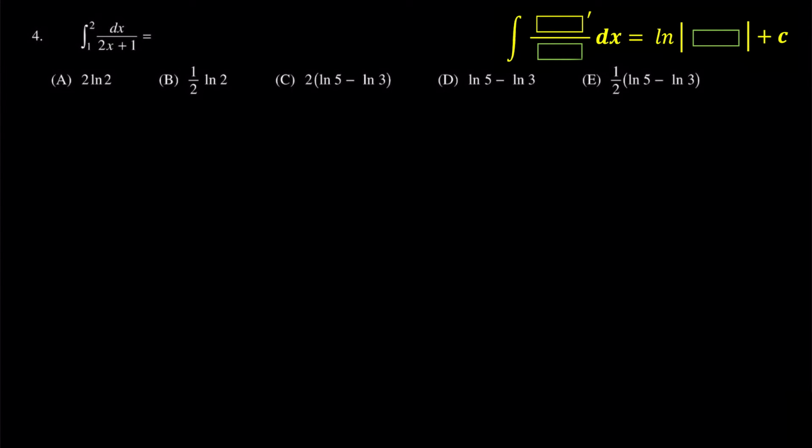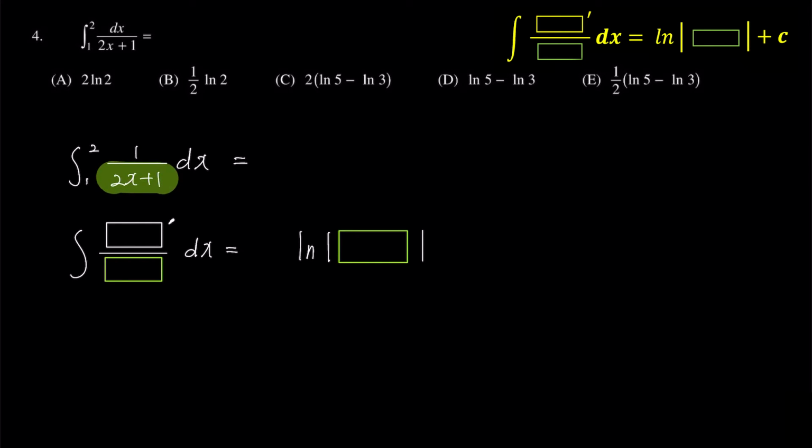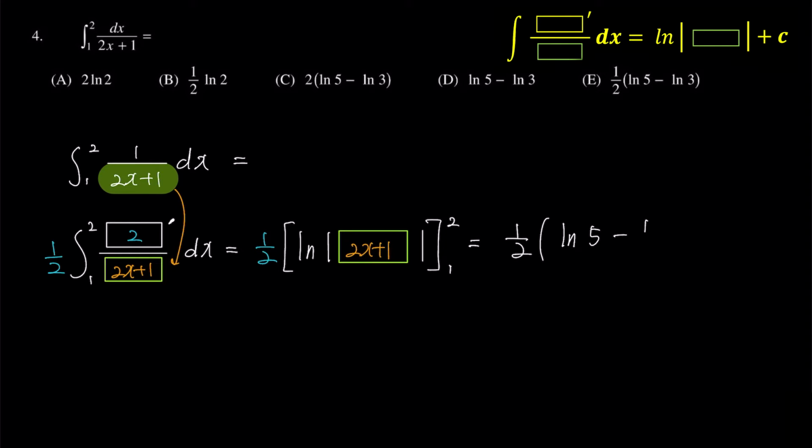This problem is similar to the previous one. Let's do some mental math first. Since the derivative of the denominator is 2, we can multiply the numerator by 2 and divide the entire expression by 2. Then the integrated answer will be half times ln of 2x plus 1. Now, if we plug in 2 and 1, we'll get the answer E.